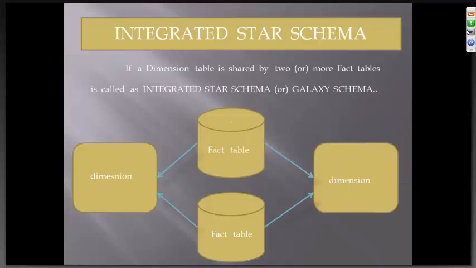And the integrated star schema. In this, we maintain more than one fact table. Did you observe this? In the star schema and snowflake star schema, we have only one fact table. In the integrated schema, we maintain more than one fact table, and each and every dimension table communicates with all fact tables. So this is the different schema in a data warehouse.